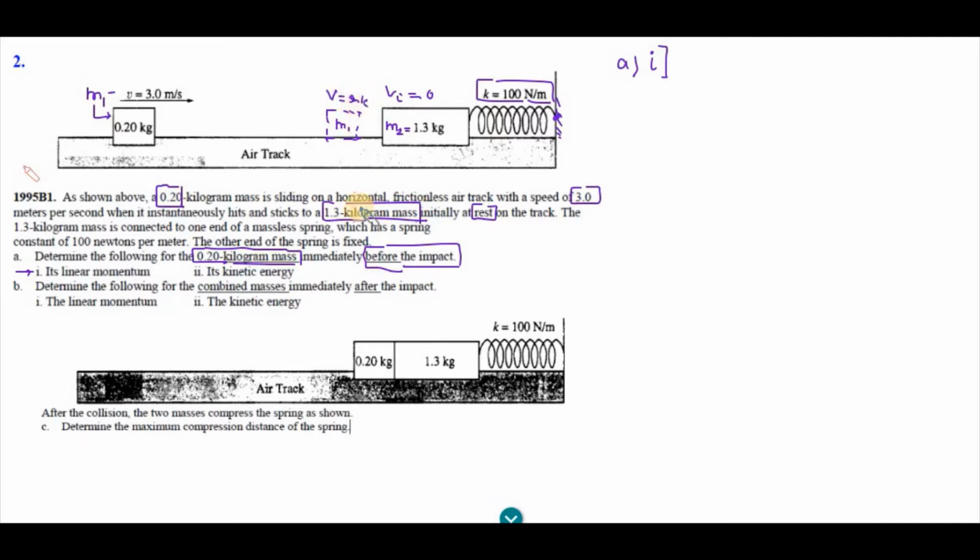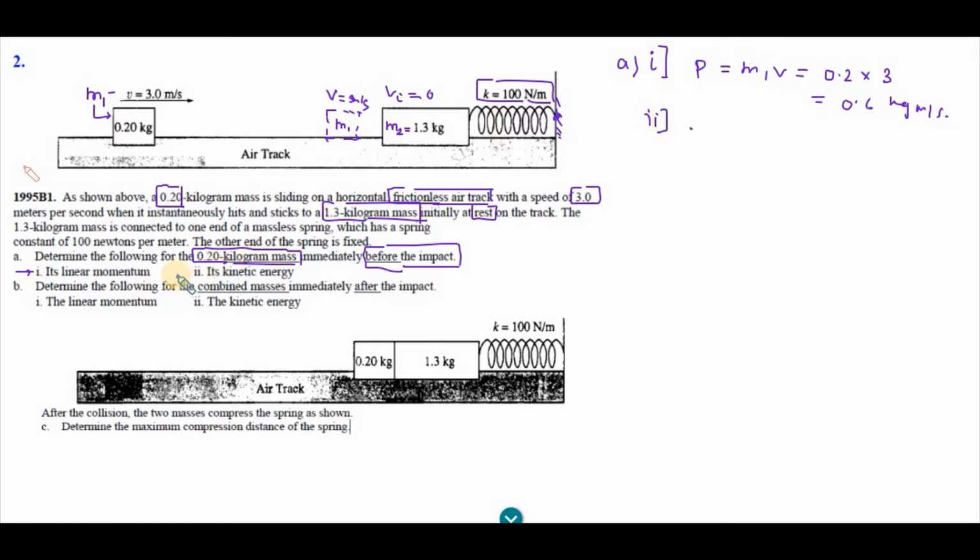The speed will be the same, 3 meter per second. Why? Because it's given that it's a frictionless air track. Since it's frictionless, there will be no loss in the velocity. The velocity will be maintained the same, and due to which the linear momentum before the collision of the first block is m1 times v. m1 is given as 0.2 kg times 3 meter per second, so it is 0.6 kg meter per second. That's the linear momentum of the first block before the collision.